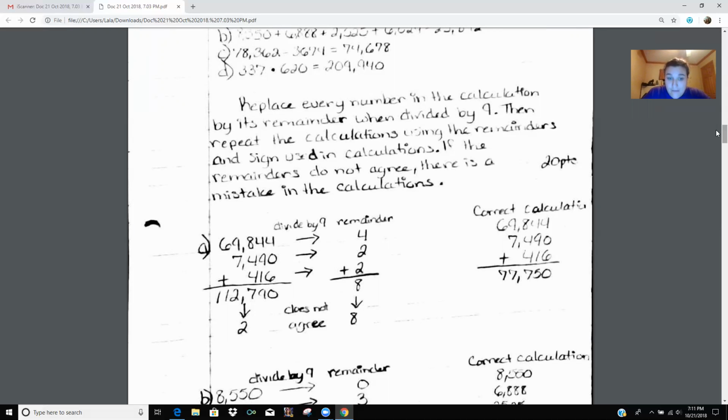Now the answer they gave us is 112,790. When you divide that by 9, it's a remainder of 2. And as you notice, 2 and 8 are not the same, so they do not agree. So over here to the right, I've worked out the correct calculation. 69,844 plus 7,490 plus 416 is actually 77,750.